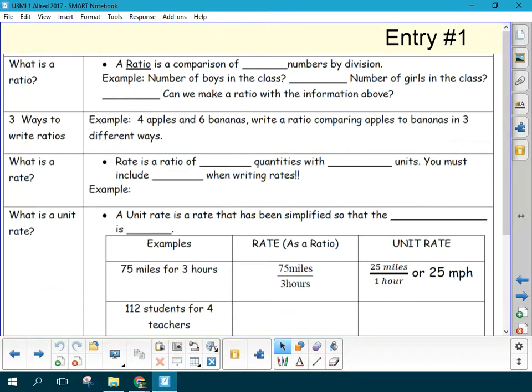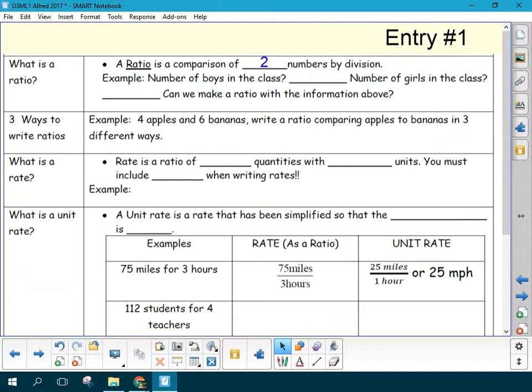Ratio, a ratio, that's the big vocab word here in this unit. We're going to use this word a lot, and we're definitely going to need to know what this word means and definitely what some of the other words in this mini lesson mean. A ratio is simply a comparison of two different numbers by division. So what it does is it compares two different numbers by division.